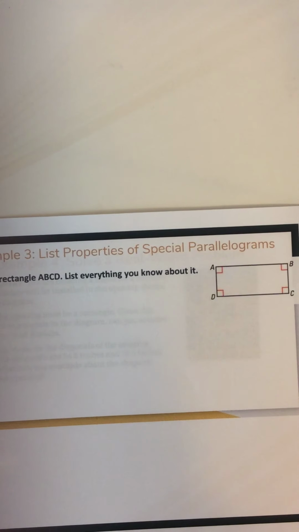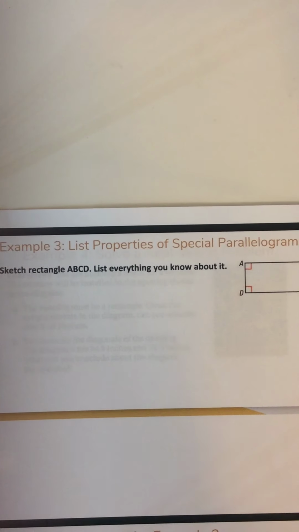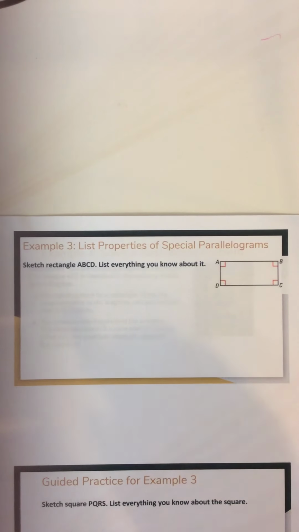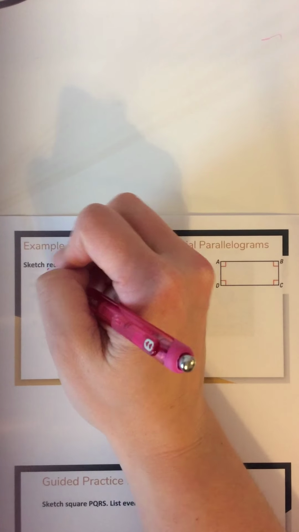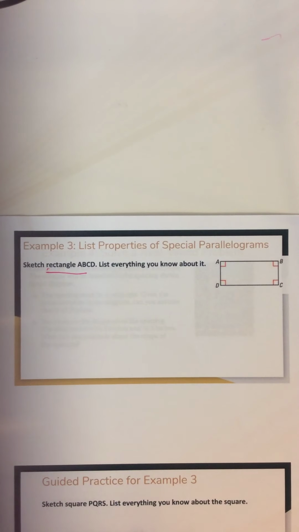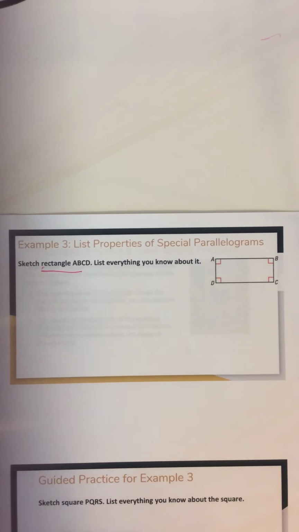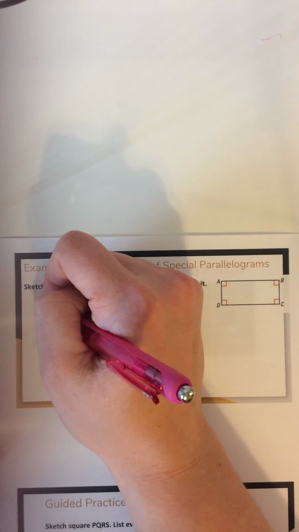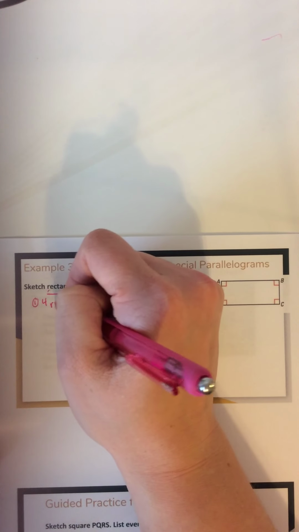Example 3, list properties of special parallelograms. So we know that ABCD here is a rectangle. They tell us it's a rectangle. We already sketched the picture here. And they just want us to list everything we know. And something that I want to be a stickler about here is that yes, we know all these rectangle theorems, but we also have our list of 5 theorems from parallelograms that we can include. So just kind of looking at this list here, well, it has 4 right angles.